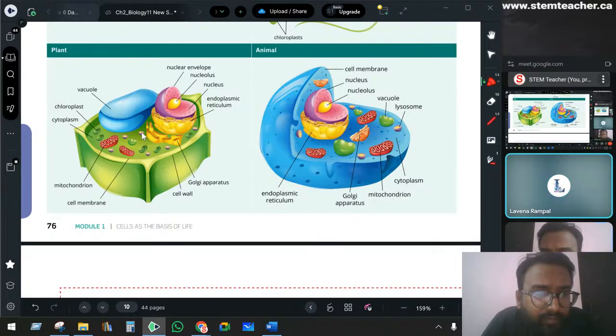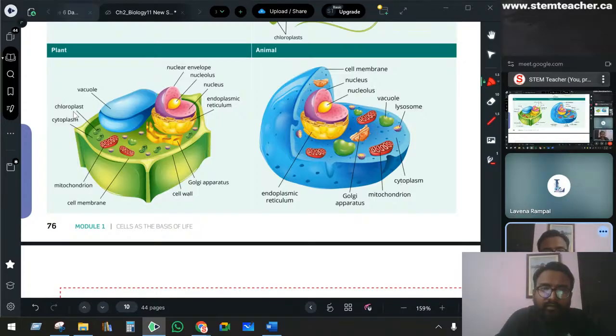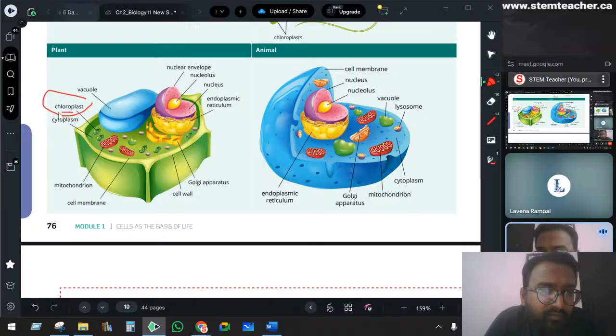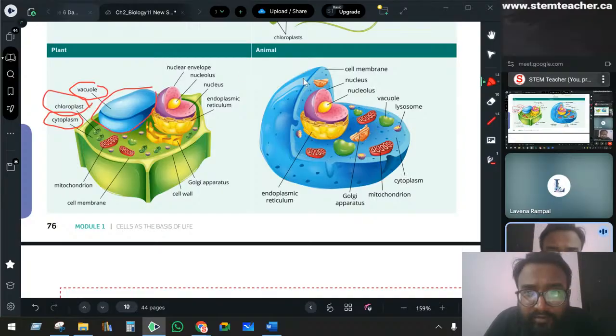In the plant cell, chloroplast will form. Due to this chloroplast, the plant cell always looks green. So it is helpful to the photosynthesis process. And here it is the vacuole. In the plant cell, vacuoles are always big in size. But in the animal cell, vacuoles are small in size. This is the most important difference between these two.